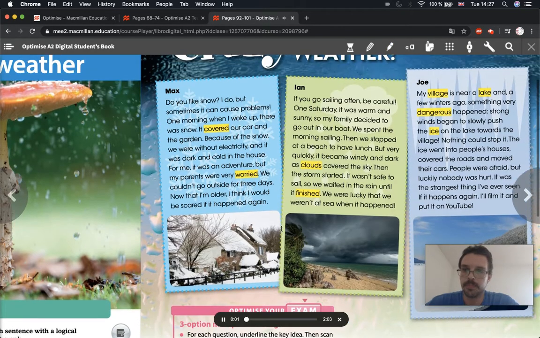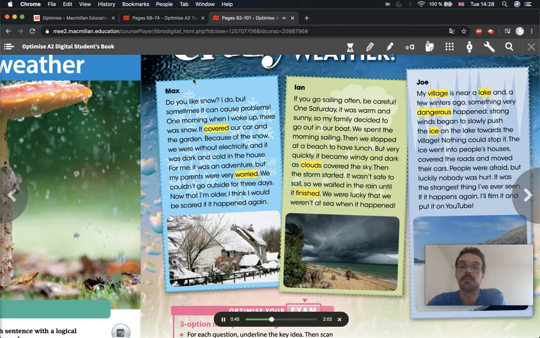Unit 9, Reading, page 93. Crazy weather. Max, do you like snow? I do, but sometimes it can cause problems. One morning when I woke up, there was snow. It covered our car and the garden. Because of the snow, we were without electricity, and it was dark and cold in the house. For me, it was an adventure, but my parents were very worried. We couldn't go outside for 3 days. Now that I'm older, I think I would be scared if it happened again.